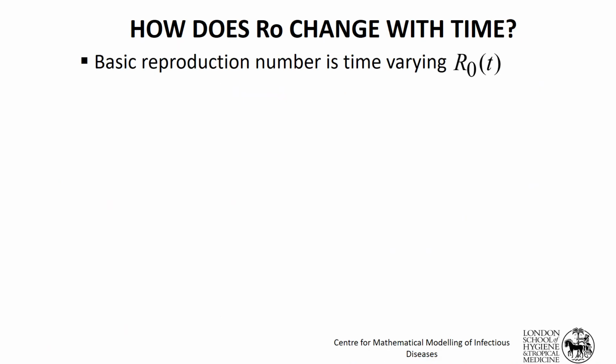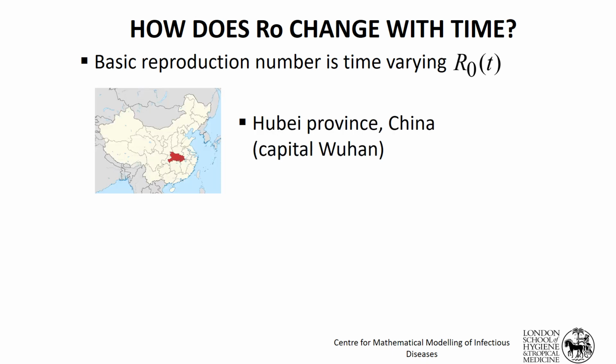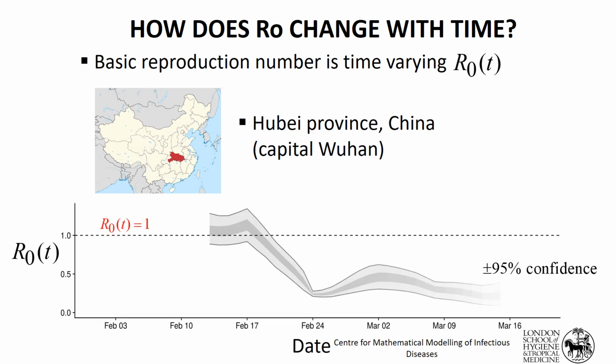R0 will change with time, and the London School of Hygiene and Tropical Medicine have produced these particular graphs. So if you go back to the origin of this particular virus and the outbreak of the disease, then you see the R0 number looks like this, and I've drawn the line for that important R0 equals 1. What's happened here is that, of course, the Chinese authorities have pretty much crushed that R0 number by a complete lockdown in Wuhan.